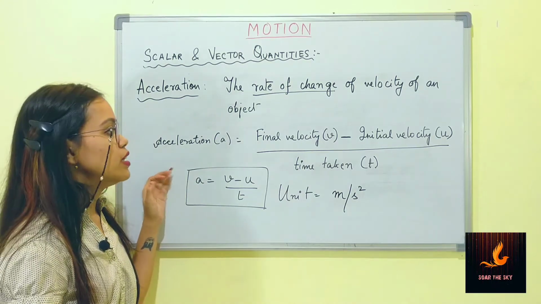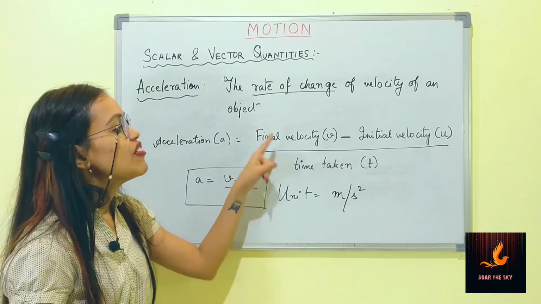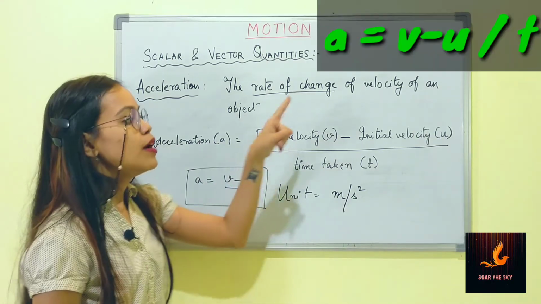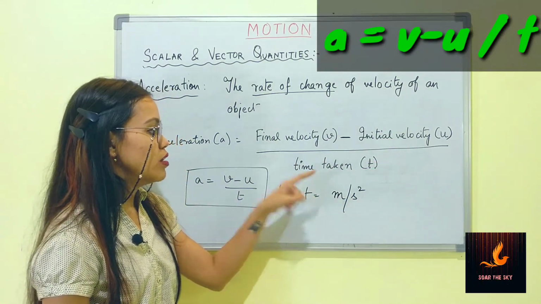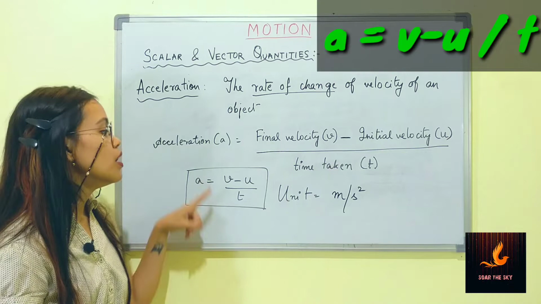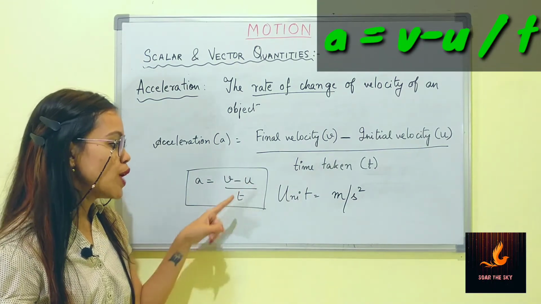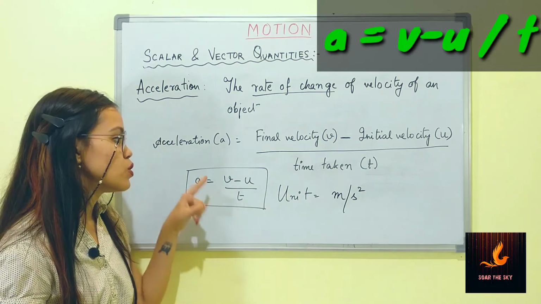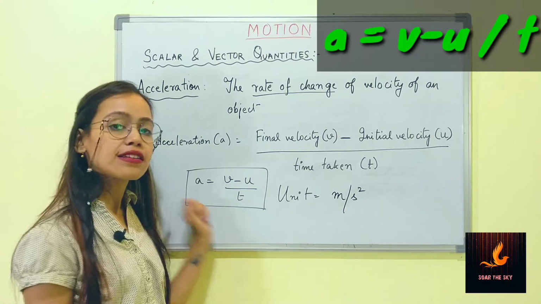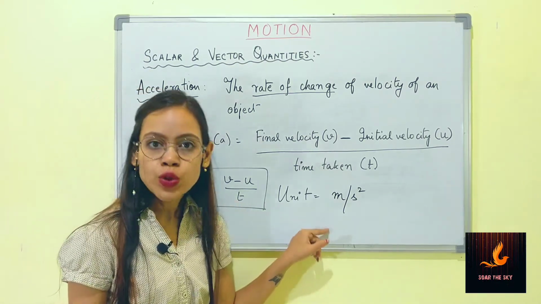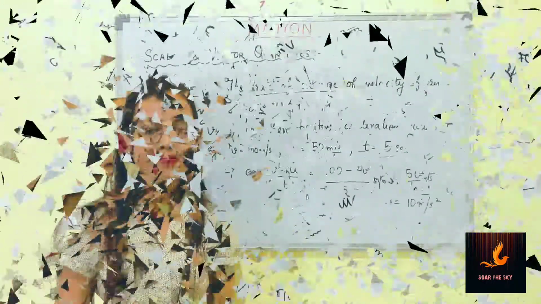Acceleration of a body will be calculated by using the following formula, which is the final velocity of a body minus the initial velocity of a body by time taken. The final velocity is indicated by the alphabet V, initial velocity by U, and time we know as T. So V minus U by T is the formula for finding out the acceleration of a body, and the unit of acceleration is meter per second square.